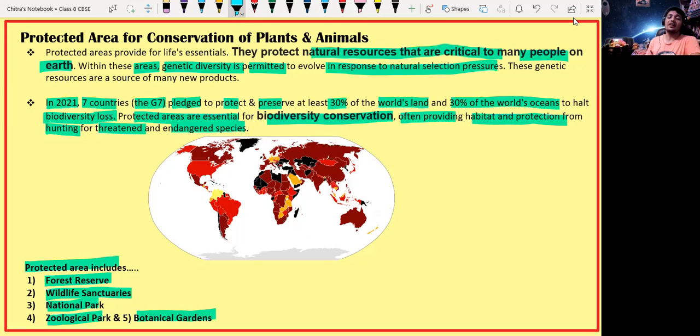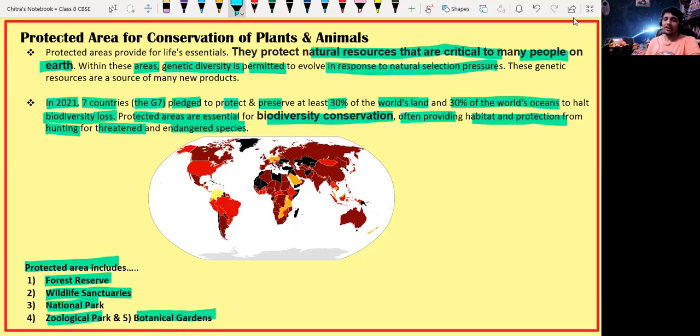Okay, so these are the protected areas provided by India as well as by the world. Here we have the world map, and it shows the areas that look dark, which have been given as protected areas for plants and animals that can go extinct in future. So that area is going to be a shelter for them.